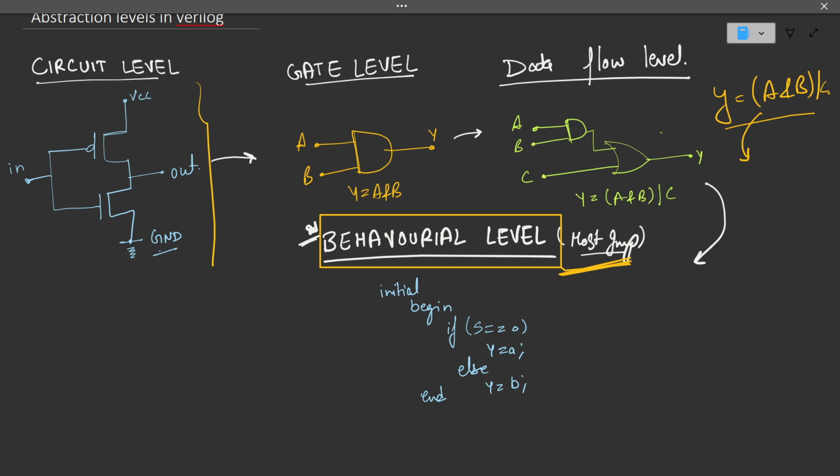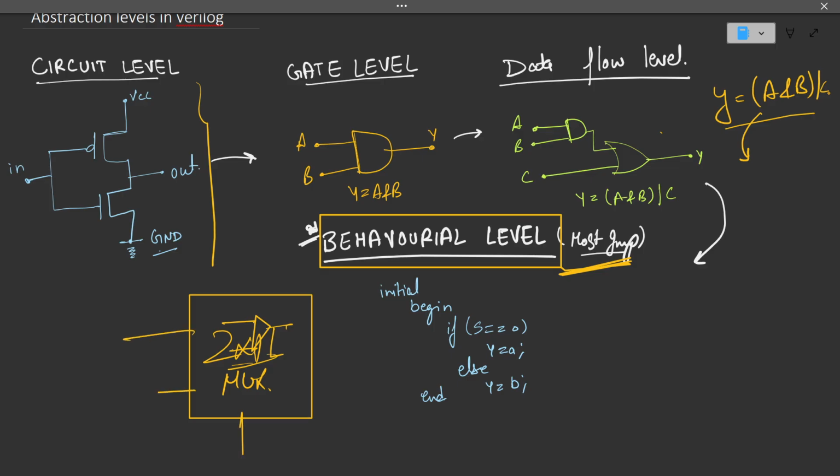Currently this behavioral level modeling is the one which is being used. In this, what happens is you simply define the behavior of the circuit you want to draw. For example, if you want to draw a 2 into 1 mux, this mux will be containing different AND gates, OR gates, their connections, everything else. So you need not worry about that.